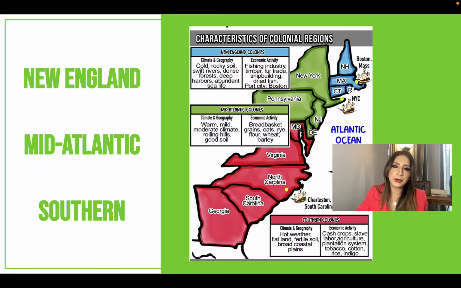In going over the 13 original colonies, it's important to know that they were divided into 3 regions. A region is a place with similar characteristics. So in this case, the characteristics that make up that region are the climate, geography, and the economic activities. These 3 regions are the New England Colonies, which you can see in the blue area, the Mid-Atlantic that we've colored in green, and the Southern Colonies that are in red.